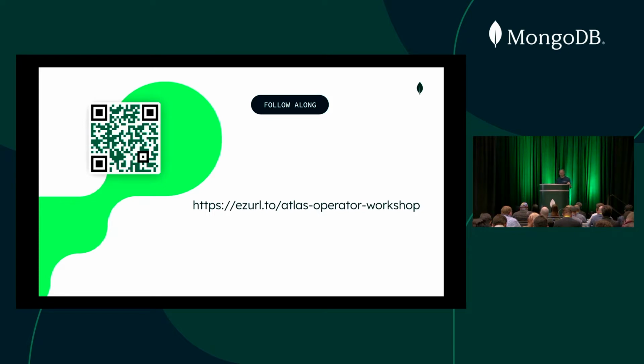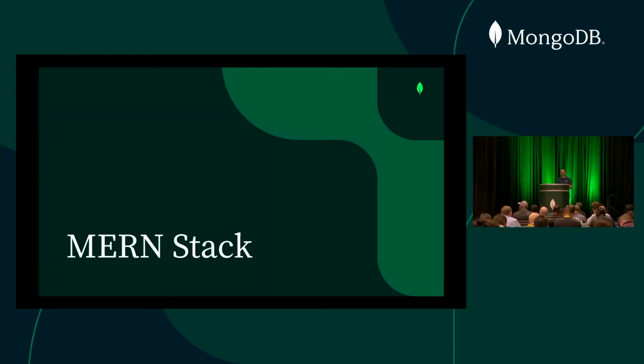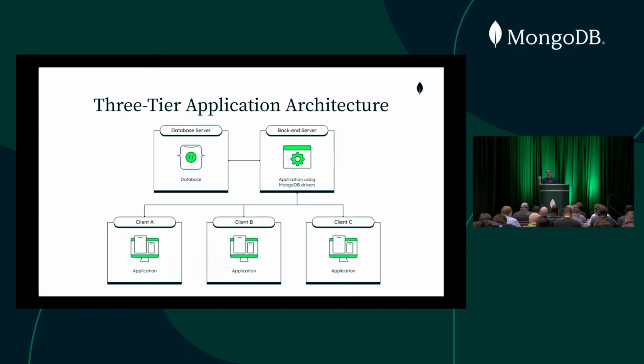All right, MERN stack. What is a MERN stack? Not everybody here said they were JavaScript developers, so let's go through the details of the MERN stack application. First of all, it's a 3-tier application architecture. You're probably somewhat familiar with that, where you've got a backend, and then you've got clients that connect to an API. And then you've got a database as well. Your backend will connect to the database.